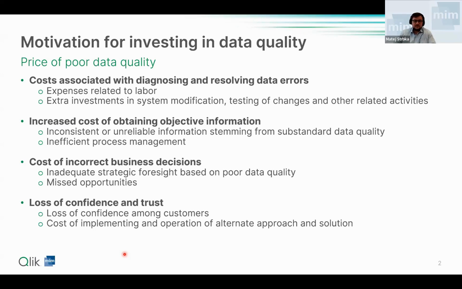And fourth pivotal motivation is the loss of confidence and trust. It is loss of confidence, trust of our customers or our partners or our suppliers. And we all know from the business perspective, when losing trust, it is very easy to lose the trust. It is very, very hard to gain one. There is also the associated cost of implementing and operating alternate approaches and solutions. If there is poor data quality, we lose the trust. Implementing new procedures and training new people how to prevent it is much more costly, much more expensive, than if the data quality was invested in before and was of high standard before.